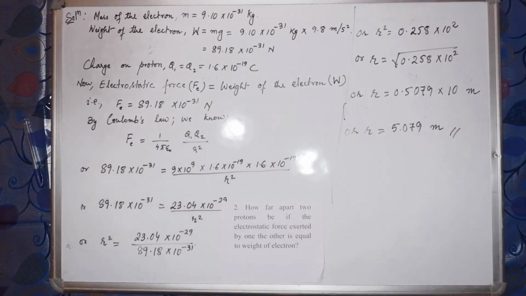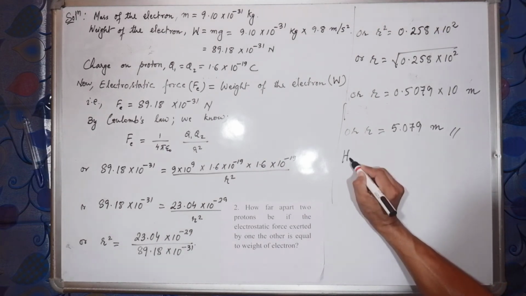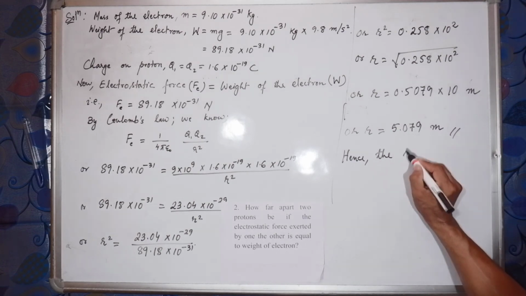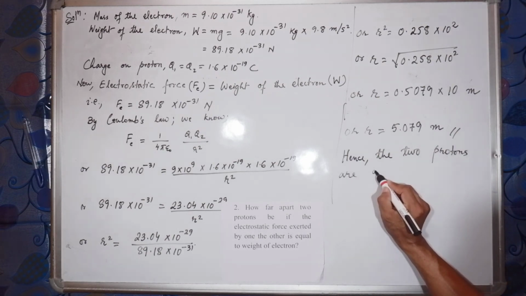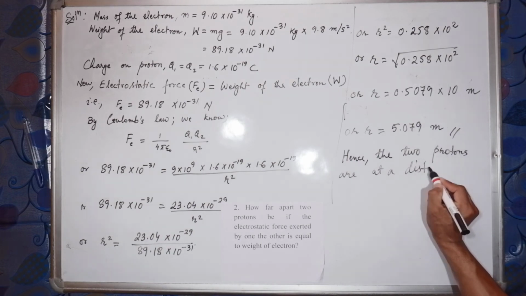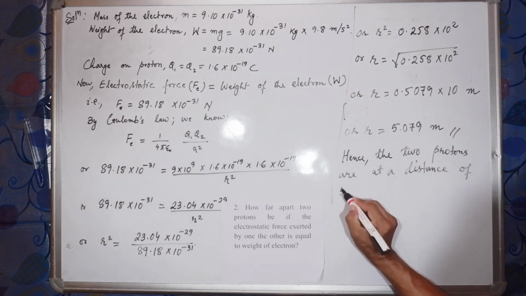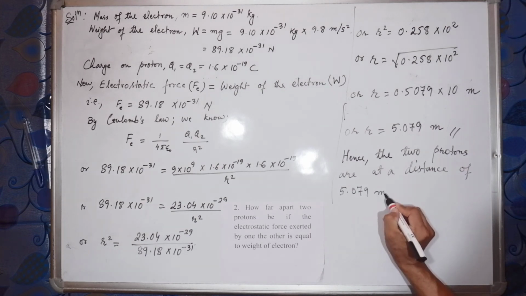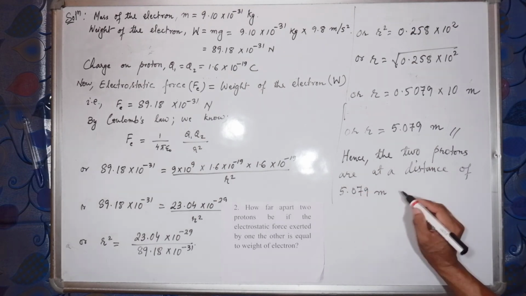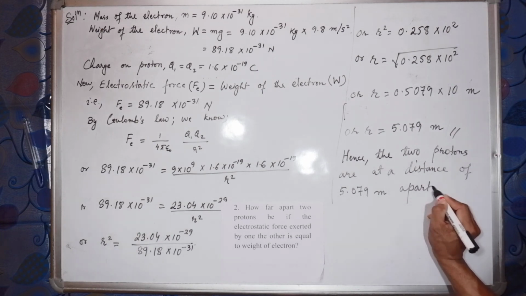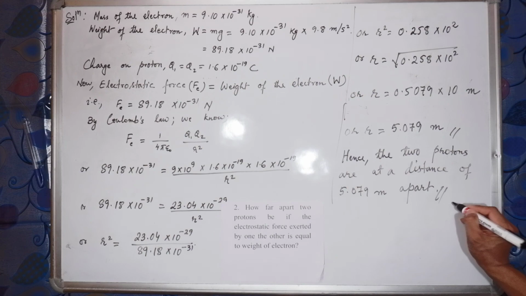Hence we can write the two protons are at a distance of 5.079 meter apart. This is your answer. So thank you.